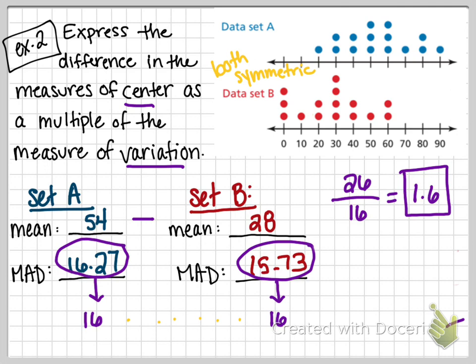So we would say that the measures of center, the means, are about 1.6 times bigger than the measure of variation, okay?